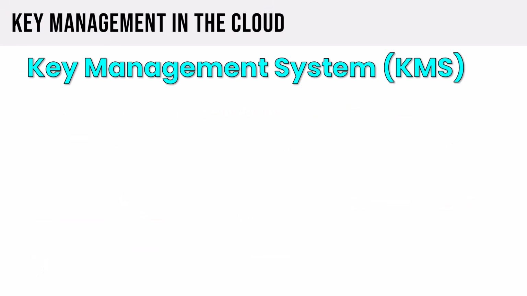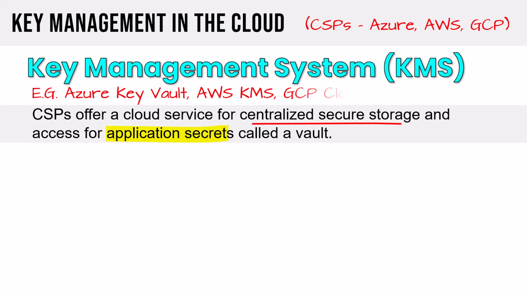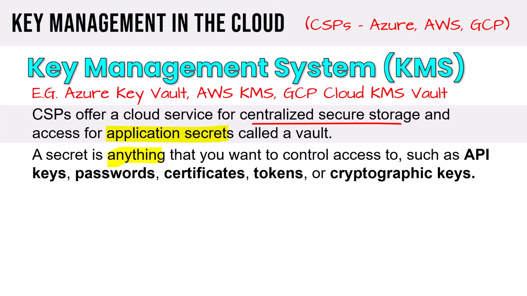So let's talk about key management in the cloud, key management systems in particular. All of your CSPs, Azure, AWS, Google Cloud Platform, they all offer a cloud service of some sort for centralized secure storage and access control for application secrets, a vault solution. In Azure, it's called Key Vault. AWS, it's KMS. Google Cloud Platform, it's Cloud KMS. A secret in this context is anything that you want to control access to, like an API key, a password, certificates, tokens, cryptographic keys.